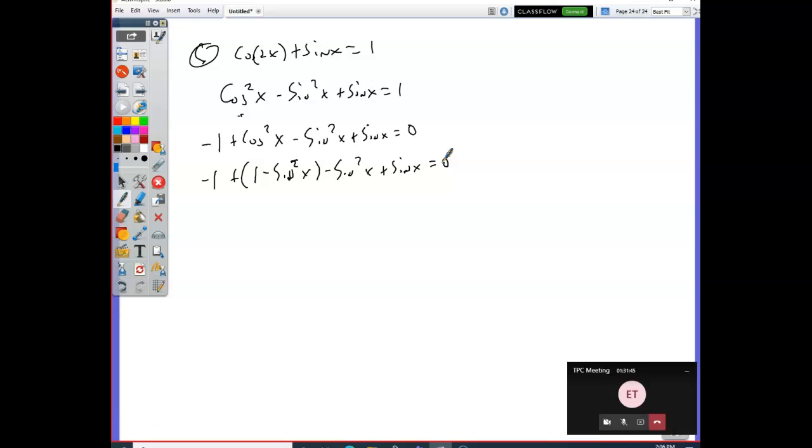All right, now what? So then you have to distribute the plus, I guess. Yeah. Okay. All right. Okay, and then you have negative 2 sine squared x. I love it. Combine like terms. Plus sine x. I love it. Equals 0. Equals 0. You get rid of those.